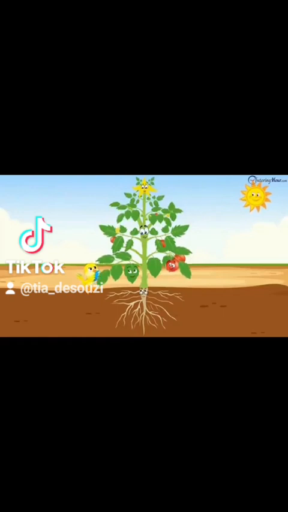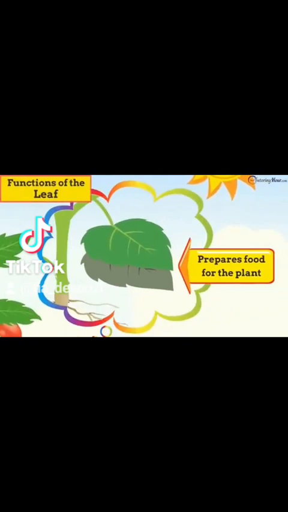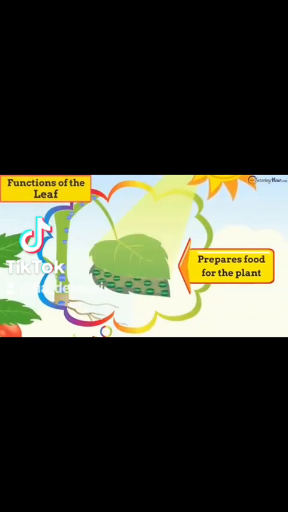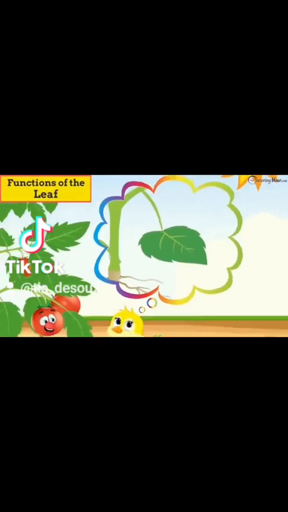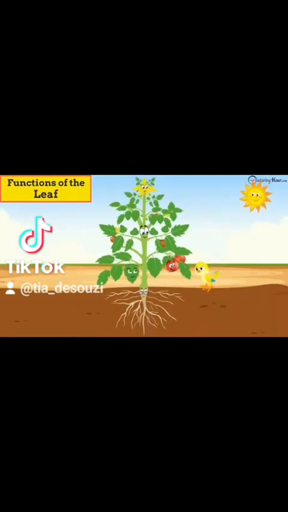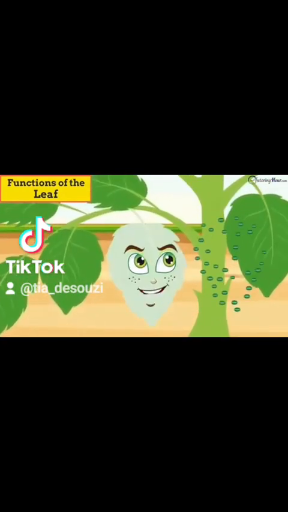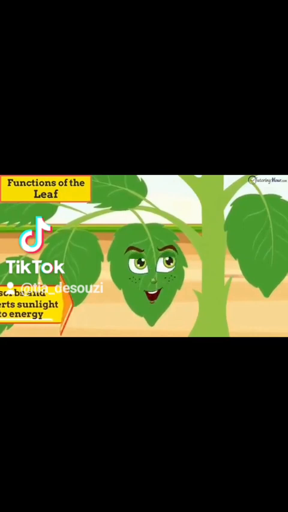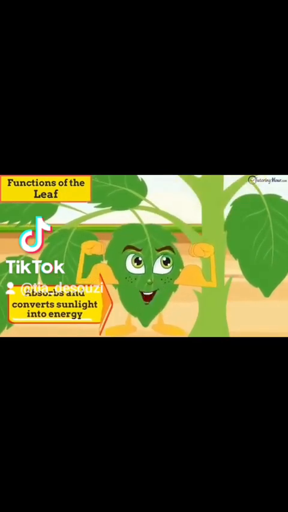You deserve a big pat on your back for all the hard work that you've put in, Mr. Stem. Nobody can ever beat you. Think again, Tori. I am the food factory. I prepare food for the plant using sunlight, chlorophyll, water, and carbon dioxide. This process is called photosynthesis. We'll keep that for some other day. Chlorophyll? What is that? Chlorophyll is the pigment that gives me my green color. It helps me absorb sunlight and convert it into energy.